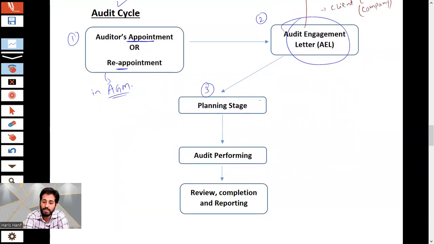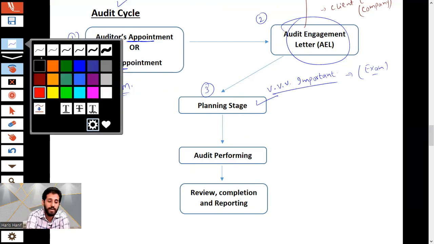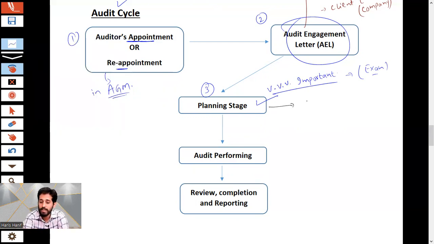Number three, there is planning stage. Very, very important as far as your exam focus is concerned. In the planning stage, there is a very important thing that is known as risk assessment. And only this topic, risk assessment, is alone worth 20, 25 marks. Yes, risk assessment, a very important topic in the planning phase.